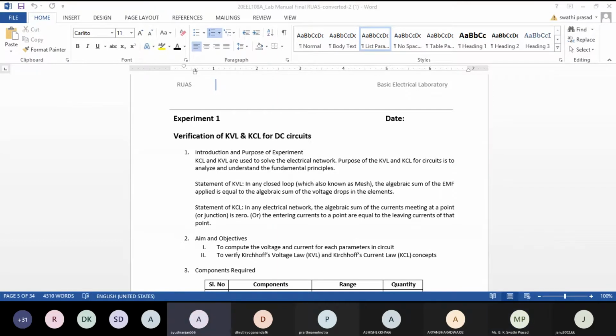Ma'am, it's Kirchhoff's current law. The algebraic sum of all the currents is equal to 0. Basically, the number of incoming currents is equal to the number of outgoing currents. So that can also be stated as the algebraic sum of currents entering a node is 0. Correct?